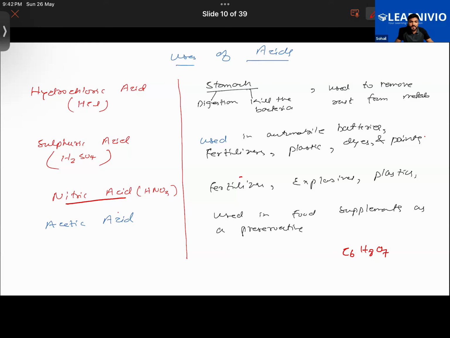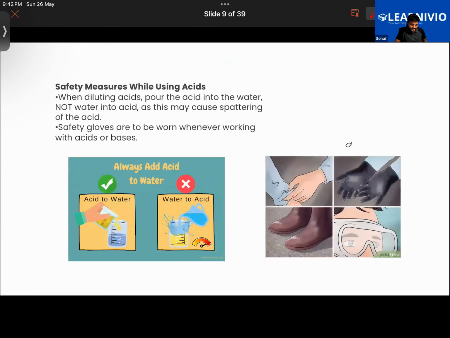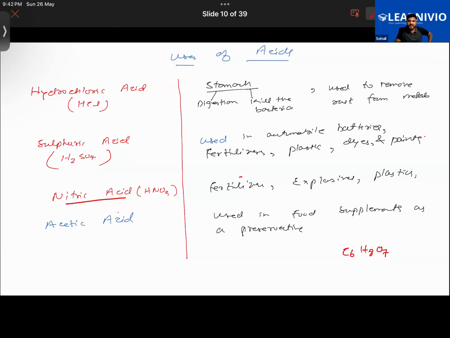Yes, Priyanka, we wrote about bases, right? I believe I might have told you guys to leave some space. So if there's some space before bases in your copy, you can write the uses of acids there. Okay, sir. You have taken the screenshot? Yes, sir. Okay, good.